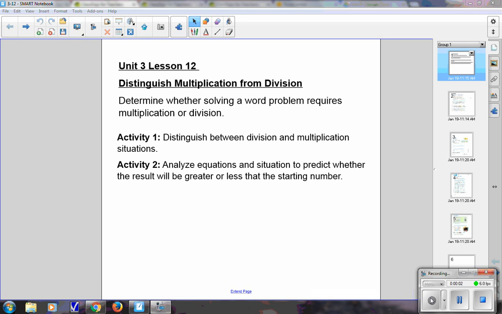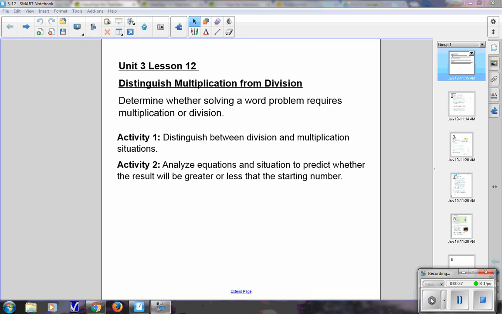Okay, so this lesson is going to be on Unit 3, Lesson 12, and we're only doing Activity 1 in this one. For the entire lesson, we're going to be determining whether solving a word problem requires multiplication or division. And so, yes, you need to write this in your notes. Make sure you have your lesson title. The title is Distinguish Multiplication from Division. Our objective is to determine whether solving a word problem requires multiplication or division, and we're going to focus right now, tonight, on Activity 1.